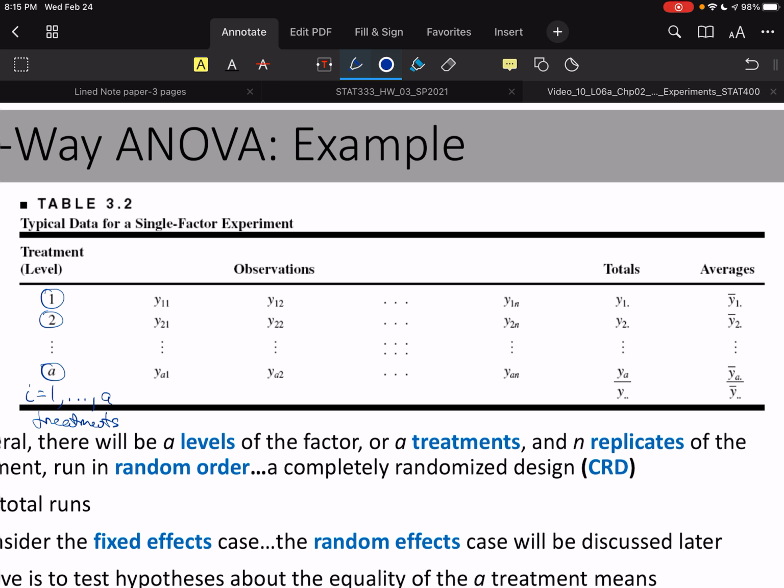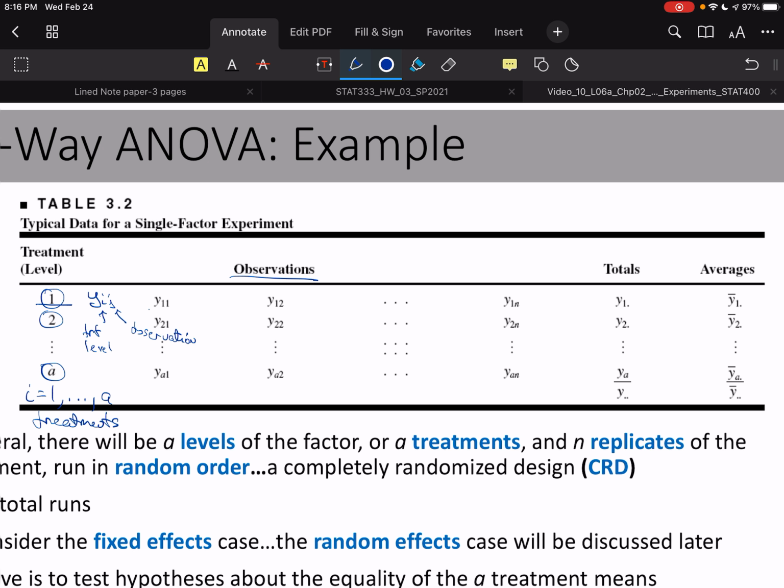Now, the first observation in the first treatment level, so this is Yij, and so i is the treatment, I'm going to abbreviate that TRT, treatment level, and j is the observation.